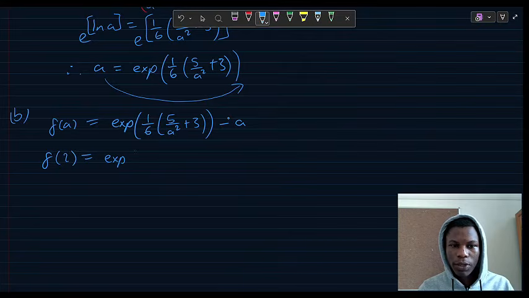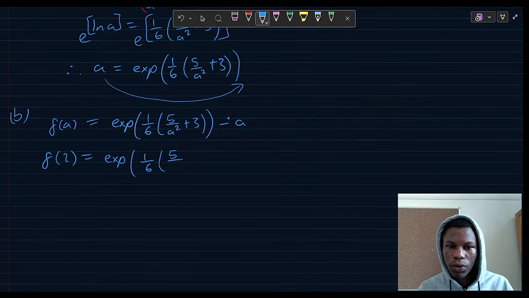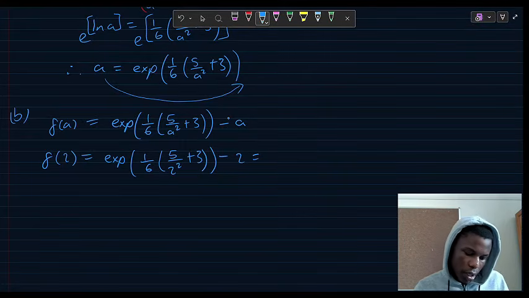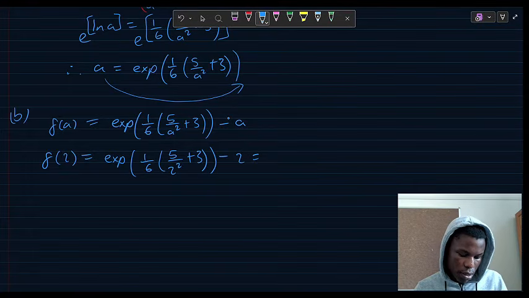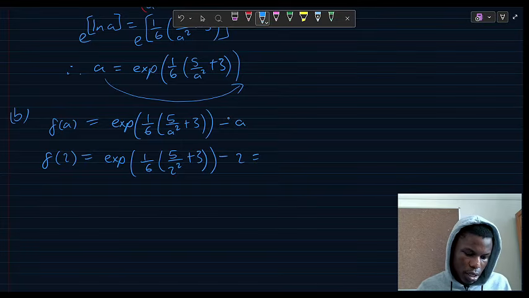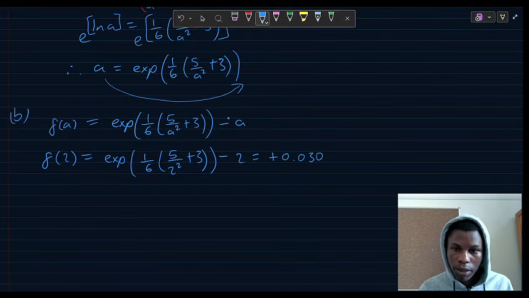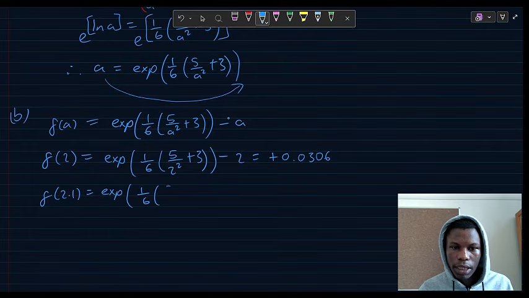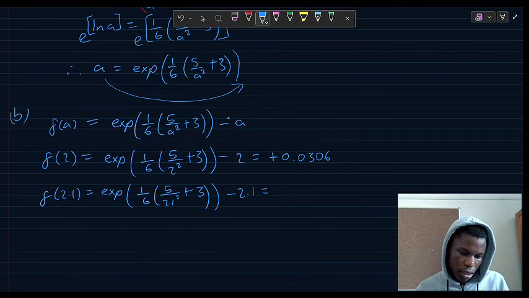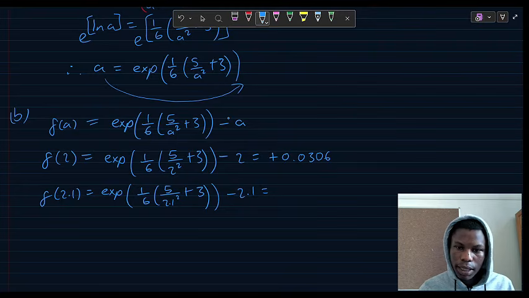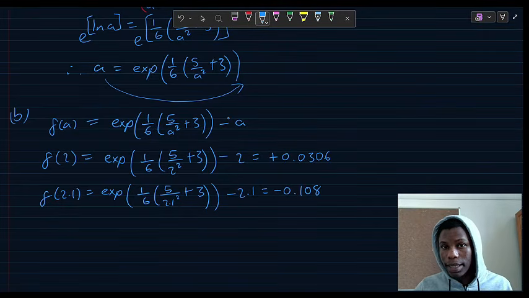So f of 2 is equal to the exponential of 1 over 6 times (5 over 2 squared plus 3), minus 2. Punch this into the calculator, e to the 1 over 6 times (5 over 2 squared plus 3). Be careful with the brackets there. And so you get plus 0.0306. What about f of 2.1? This is the exponential of 1 over 6 times (5 over 2.1 squared plus 3) minus the 2.1. So let's punch that into the calculator and we get a negative 0.108. So clearly there's a change in sign.